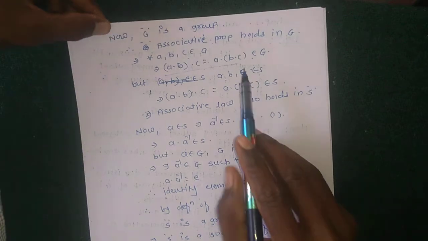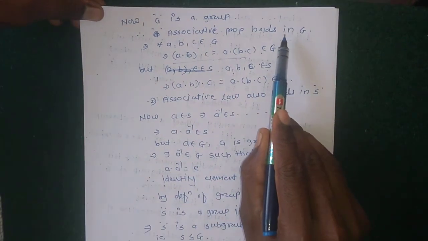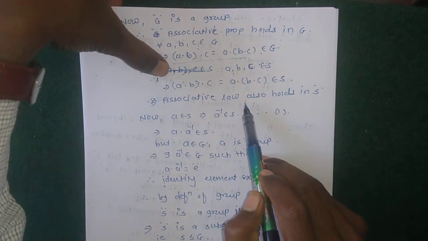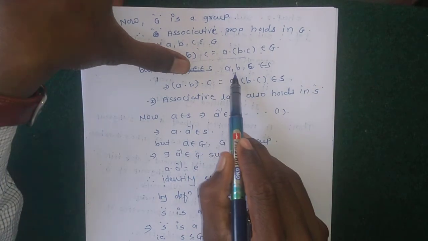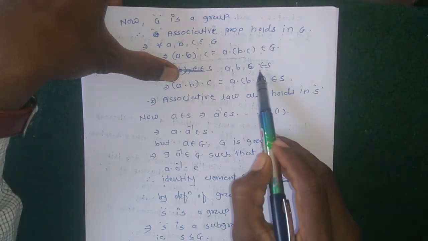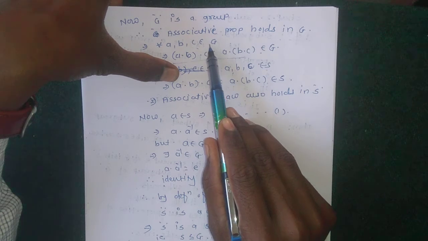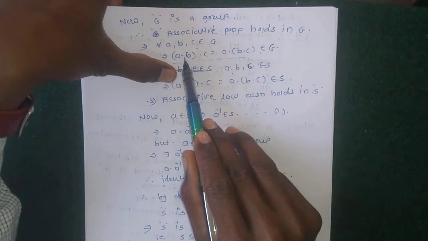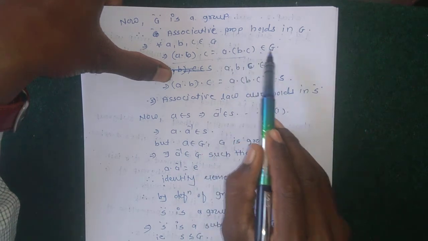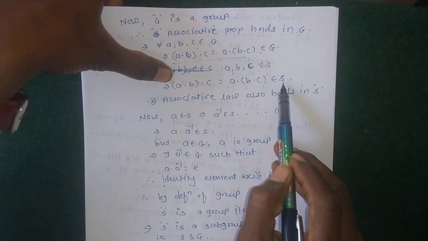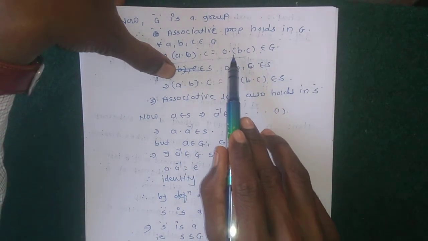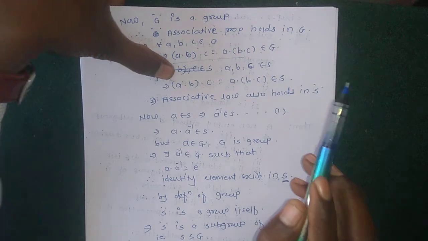G is a group and the associative property holds in G, which implies that any three elements A, B, C belonging to S also satisfy the associative property in G. That is, A into B into C equals A into (B into C). This value must also be in S, because these elements are in S and satisfy the associative property, which implies that the associative property holds in S.